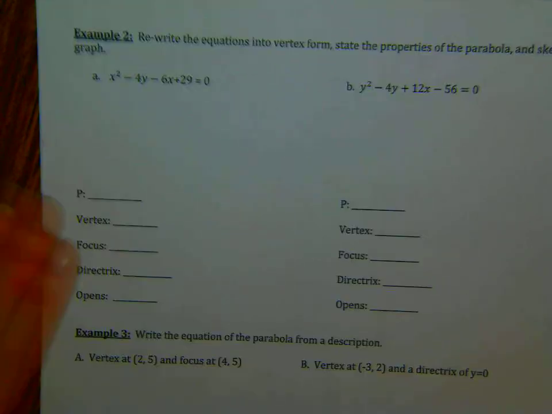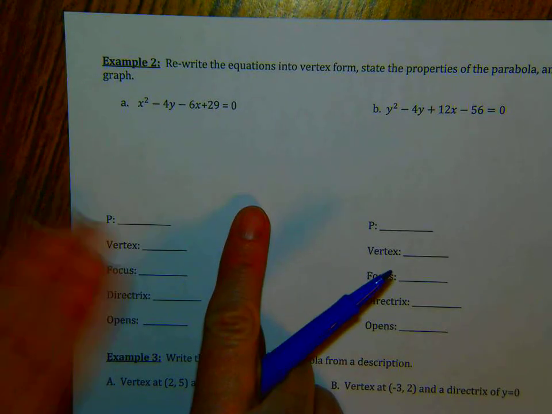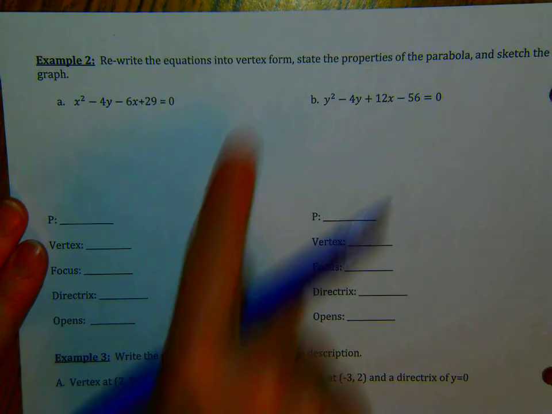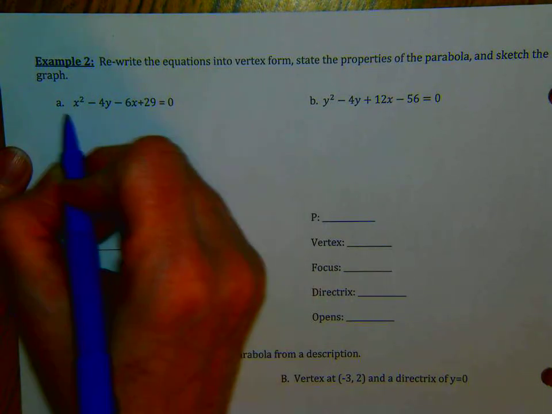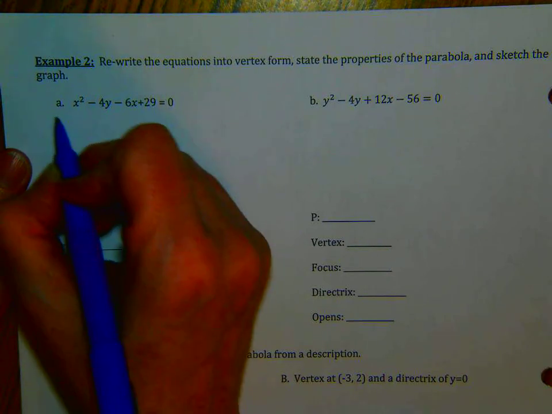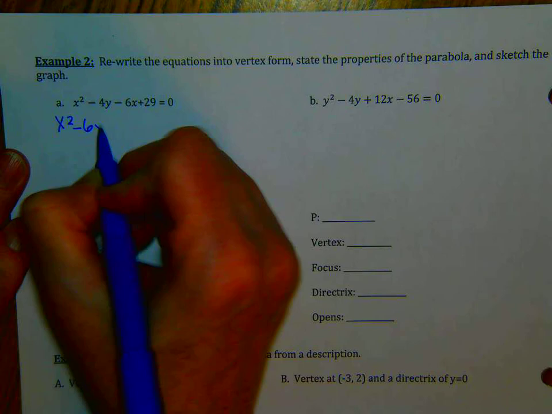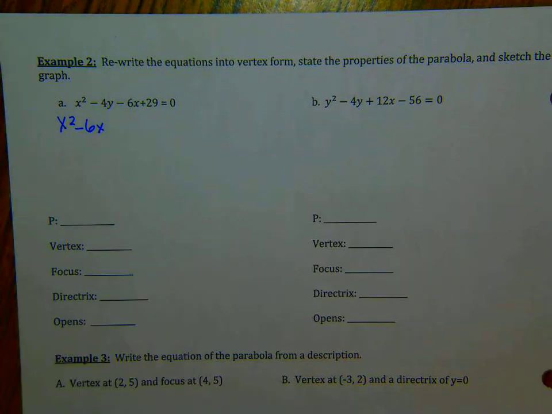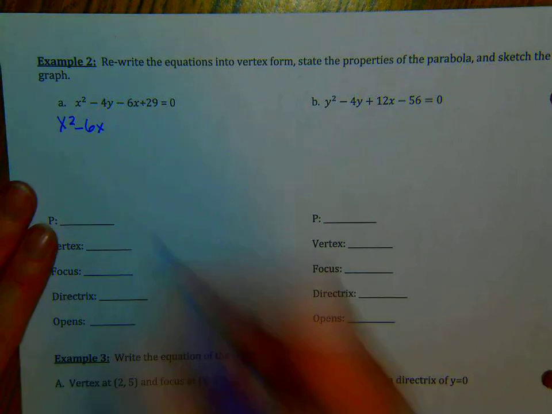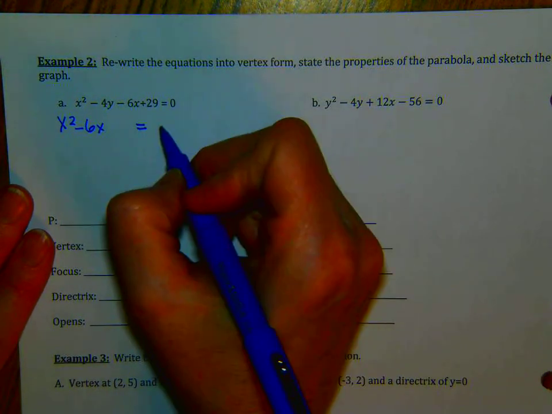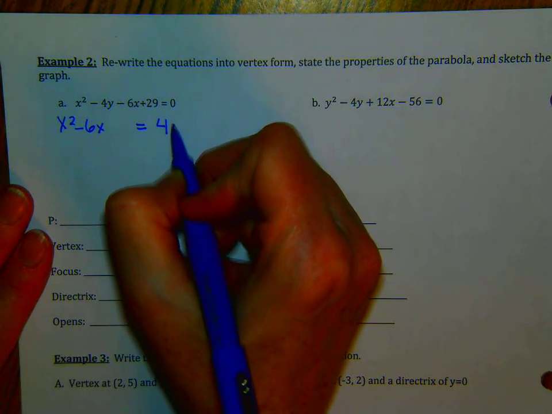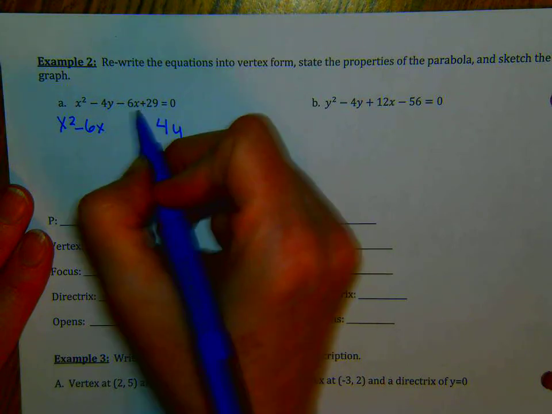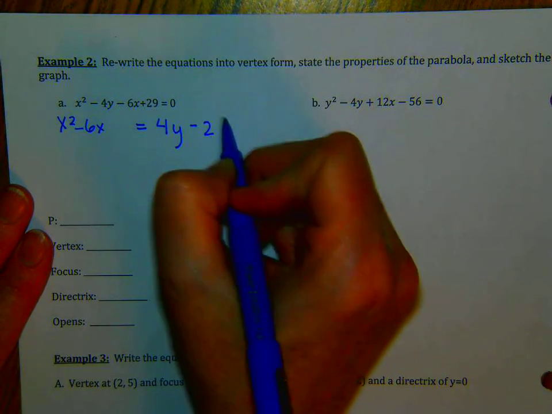Just to make sure we don't have any problems and you can see it, just like we did with the other equations, we're going to rewrite these equations into vertex form and state all the properties. So what did we do last time? We got all the x terms together. We know that standard form says x squared minus 6x equals, and we're going to put all of the y terms on the other side. If I move the y term over, I have to add 4y to both sides, equals 4y, subtract 29, so minus 29.